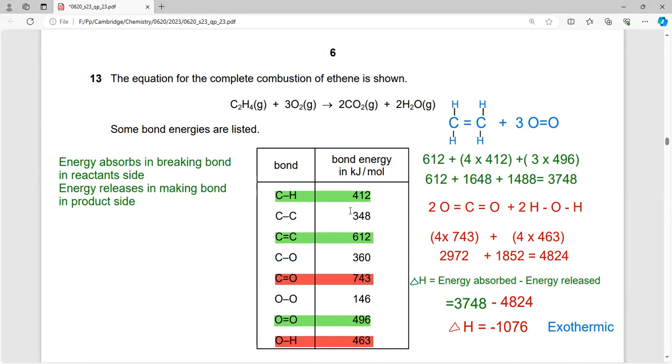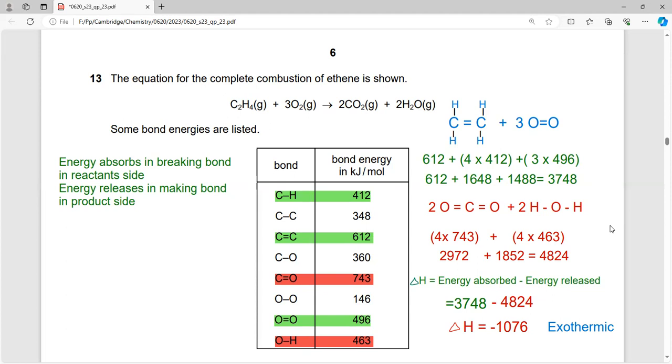So we are going to calculate the reactant side first. In the reactant, we have the structural formula of ethene. You can see the double bond between the carbon-carbon atoms. One double bond is present, so we can use 612 from the table, that's the value for carbon-carbon. While for carbon and hydrogen, there are 4 carbon-hydrogen bonds, so 4 multiply 412. And plus, we have 3 oxygen double bonds, so that's 3 multiply 496. And we get the total value 3,748. On the reactant side, this much energy will be absorbed by breaking bonds.